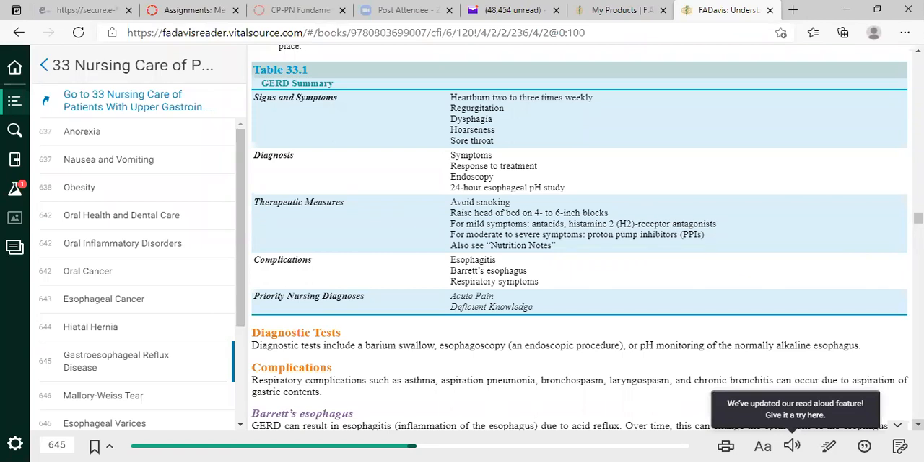And some patients are prescribed proton pump inhibitors, which can work to prevent acid production, because that acid coming up out of the stomach is what contributes to the heartburn, the burning sensation, the sore throat, and the hoarseness, because it's damaging tissue.